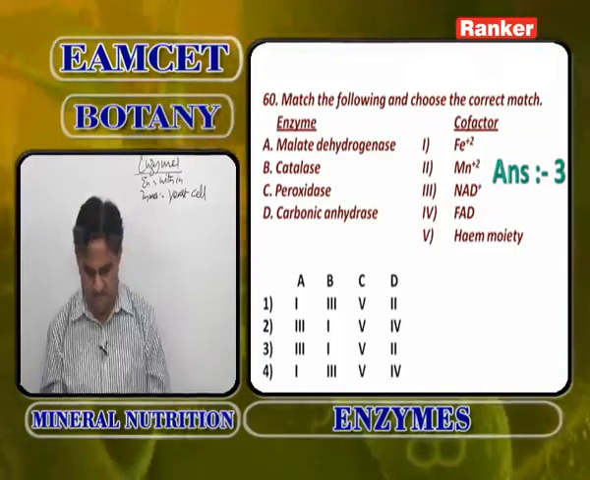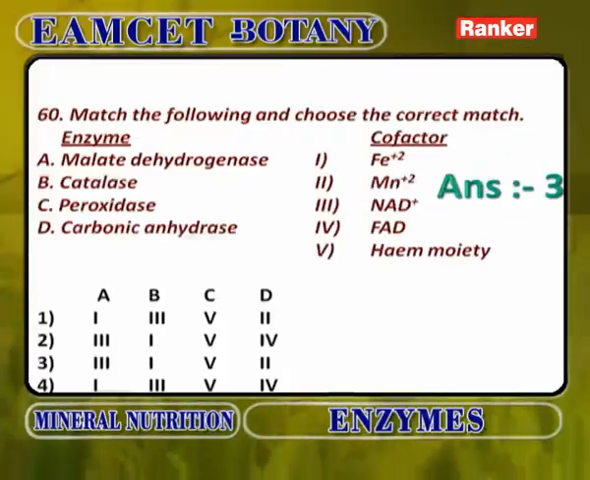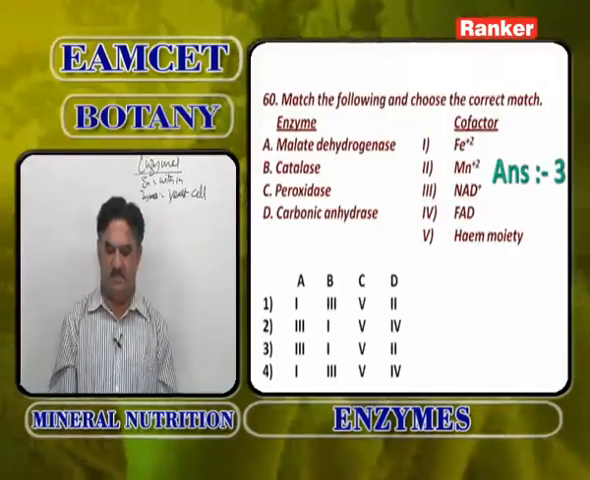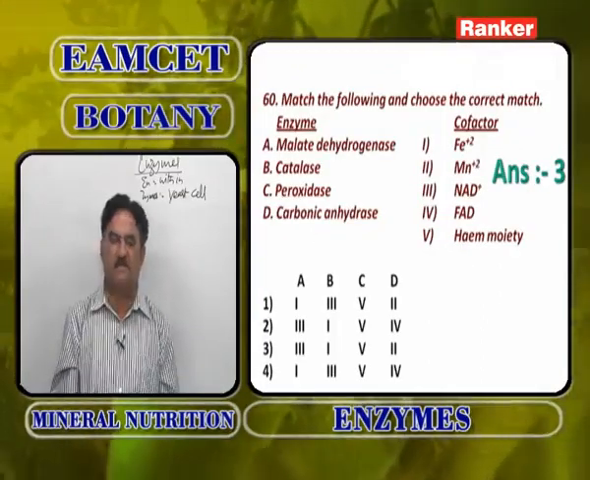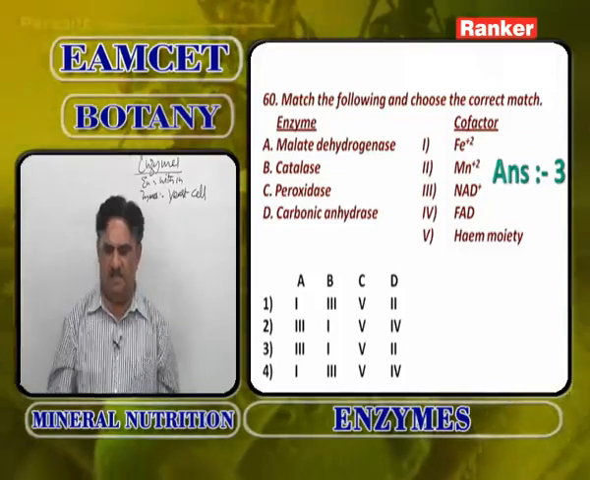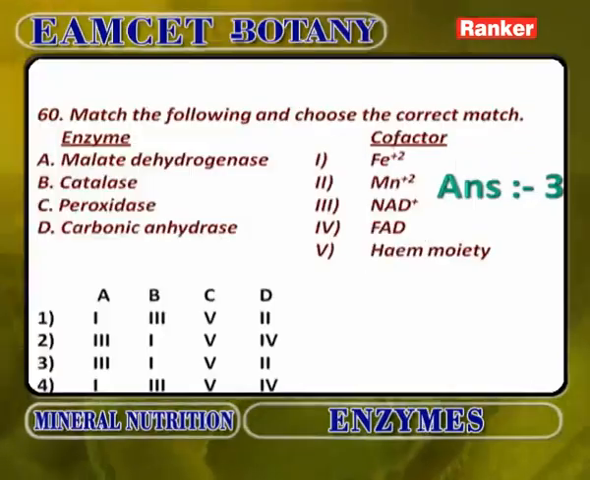Then peroxidase. Peroxidase is heme moiety. Carbonic anhydrase is zinc, Zn. For the second one, manganese is written, but it is not manganese, it is zinc. So, answer is 3.